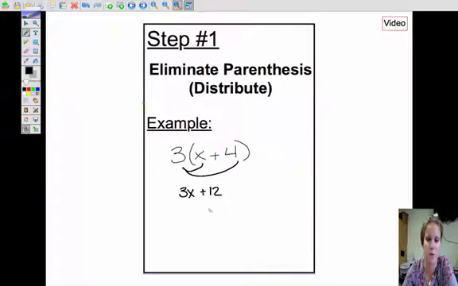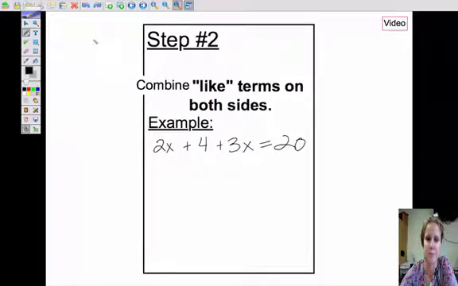All right? You can distribute negatives. If this were a negative 3, we would have negative 3x and negative 12. If this were a negative 4 or a minus 4, it would have been a negative 12. All right? So positives and negatives can be distributed. That's the start to that.